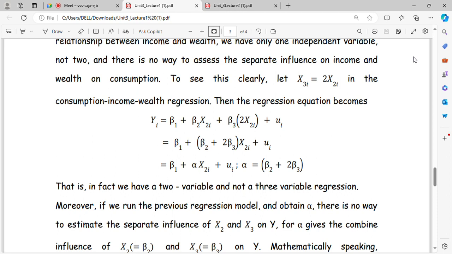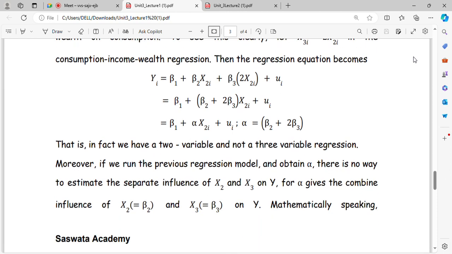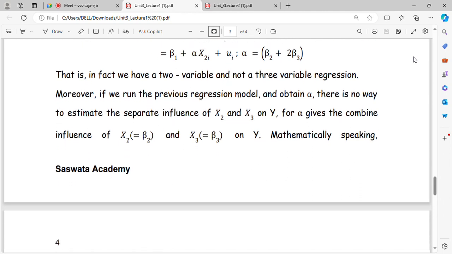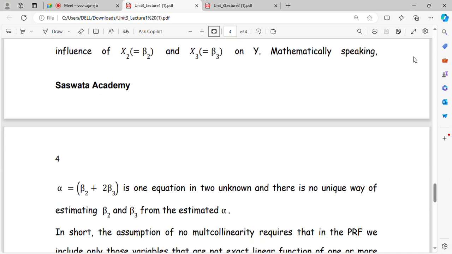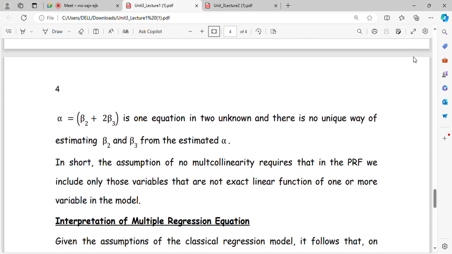Moreover, if we run the previous regression model and obtain alpha, there is no way to estimate the separate influence of x2 and x3 on y. For alpha gives the combined influence of x2 and x3 on y. Mathematically speaking, basically আমাদের কি দাঁড়াচ্ছে, alpha equals beta 2 plus beta 3 is one equation in two unknowns, and there is no unique way of estimating beta 2 and beta 3 from the estimated alpha. In short, the assumption of no multicollinearity requires that in the PRF we include only those variables that are not an exact linear function of one or more variables in the model.